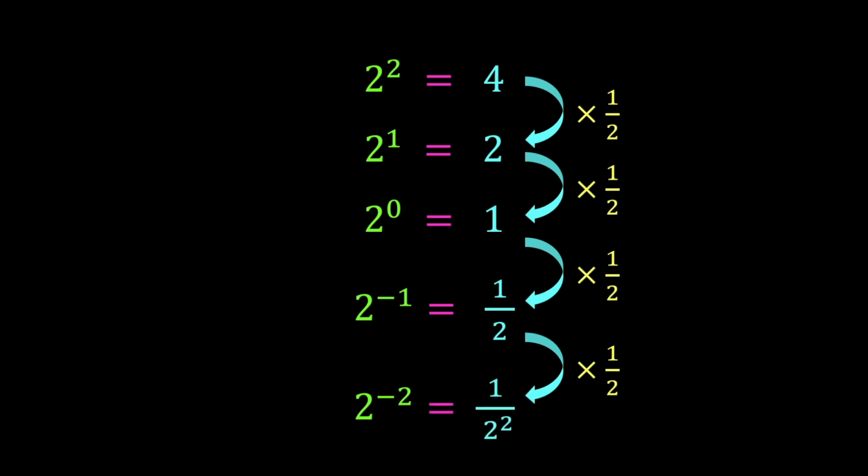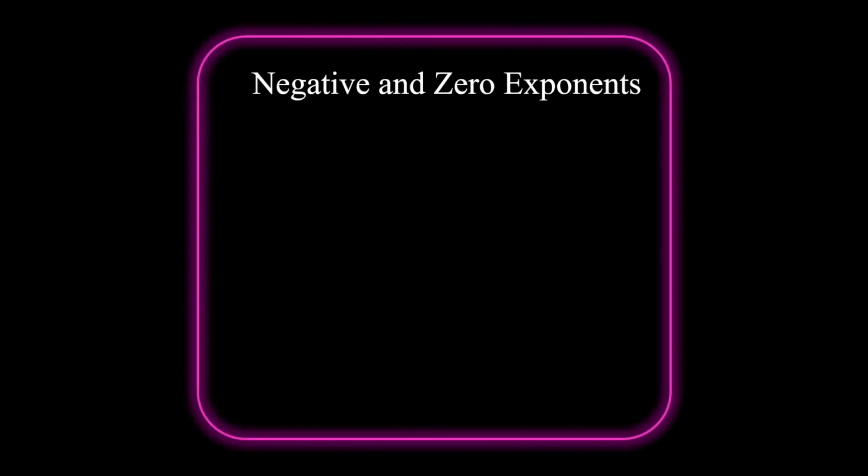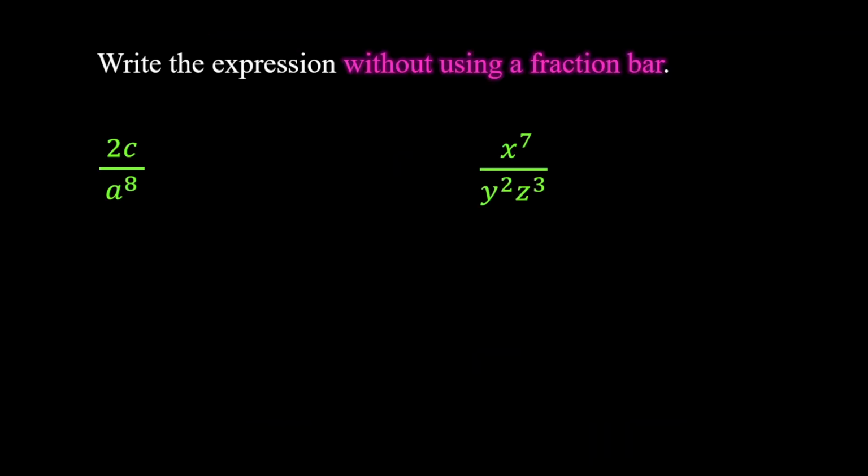This pattern holds for any real number as the base, giving us the following rules. Any real number to the power of 0 equals 1. And when a number has a negative exponent, you can move the power to the denominator of the fraction and change the negative exponent to a positive exponent. Let's rewrite the expression without using a fraction bar, using the rules of exponents.